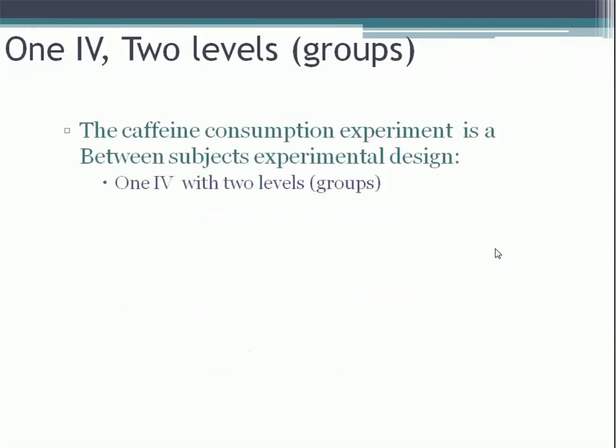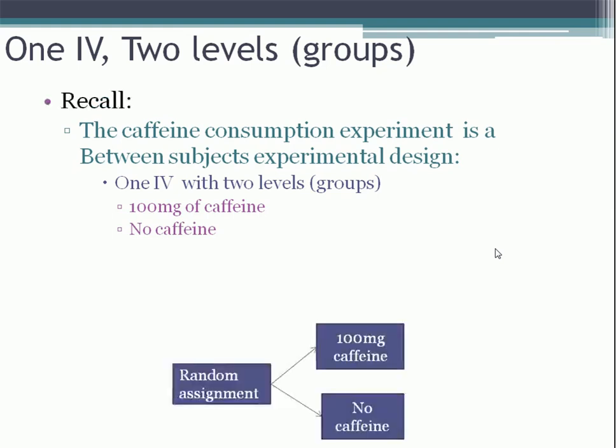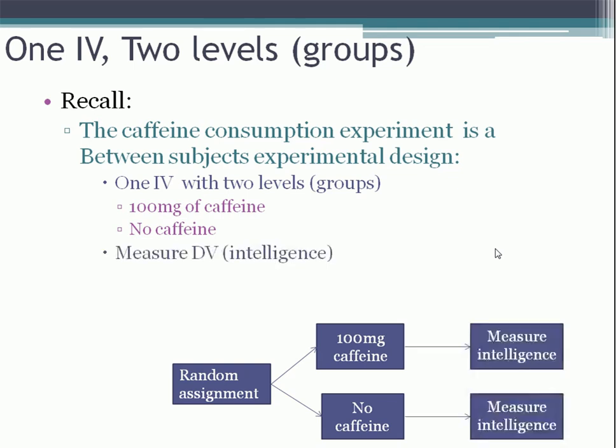So recall the caffeine example. We're interested in this hypothesis that caffeine improves mental function. And in the original example, we had one independent variable with two levels or two groups, right? The experimental group and the control group. We randomly assigned people to one of each of these two groups. And again, remember we talked about how we kept the groups as equal as possible except for that independent variable. And then we measure that outcome of intelligence. And we're asking the question, are the two groups different, right?